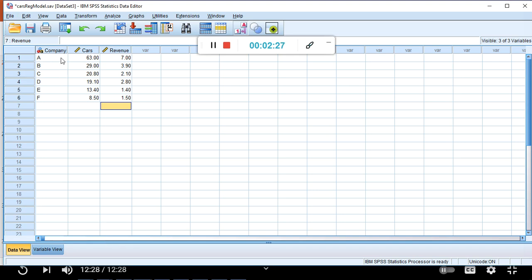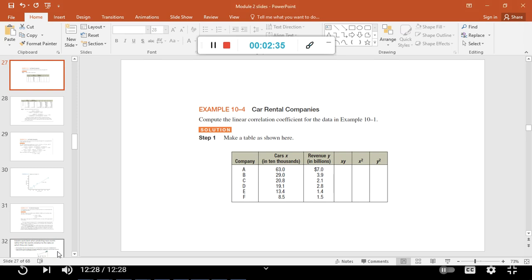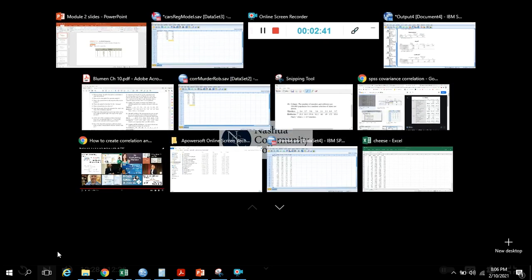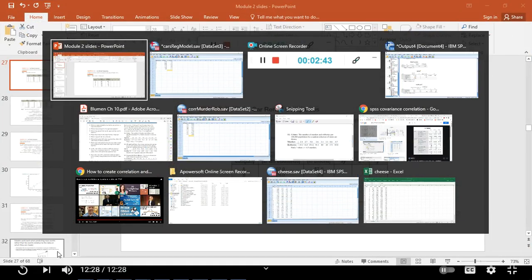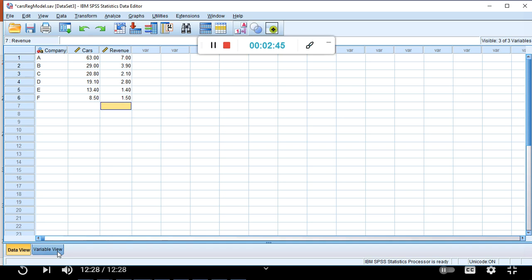And so there's just 6 companies, and then there's cars and revenue. So we're predicting revenue based on, I believe this is cars sold, I forgot. It doesn't actually say, by the way. I'm assuming it's cars sold, but I'm not sure. Anyways, we're predicting revenue based on this car number, whatever it is, and we're trying to reproduce the example from the Blumen text.